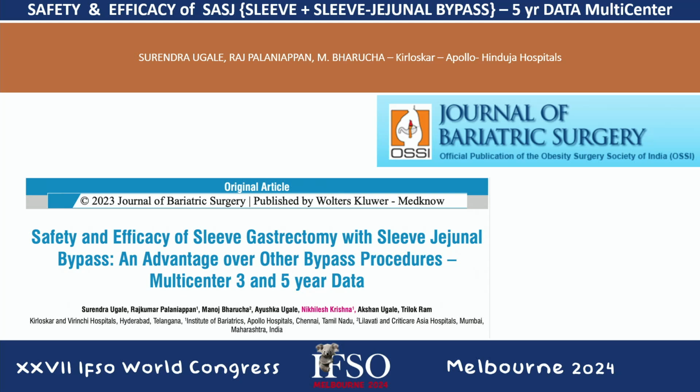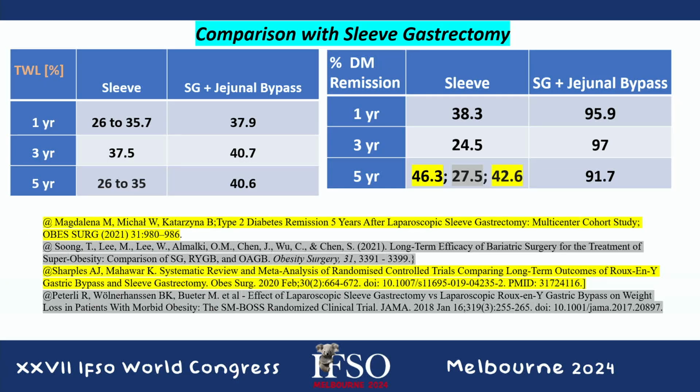And we have a publication in place with data from 3 centers. We have now expanded this. This is a study that has been accepted by our Indian Bariatric Association. And now we have a total of 8 centers in place which are contributing to this. Then when you compare this with a sleeve alone, you can see that the total body weight loss is different significantly. Diabetes remission also is different.